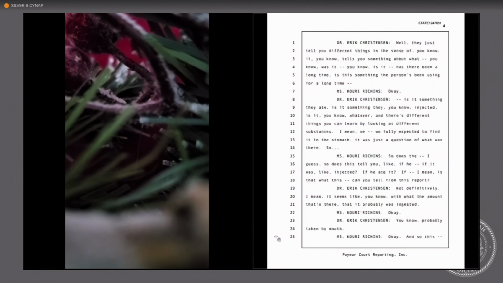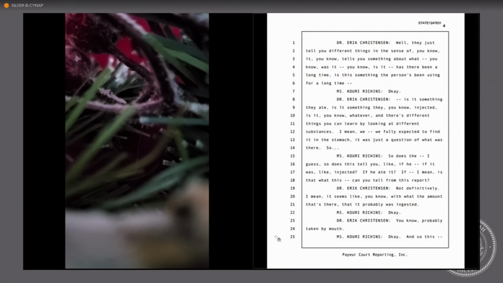Well, they just tell you different things. It tells you something about, has it been there a long time? Is this something the person's been using for a long time? Is it something they ate? Is it something they injected? There's different things you can learn by looking at different substances. I mean, we fully expected to find it in the stomach. So does this tell you if it was injected, if he ate it? Can you tell from this report? Not definitively.